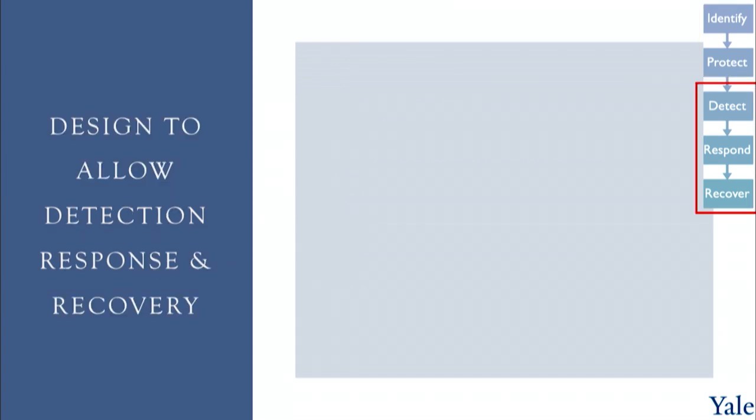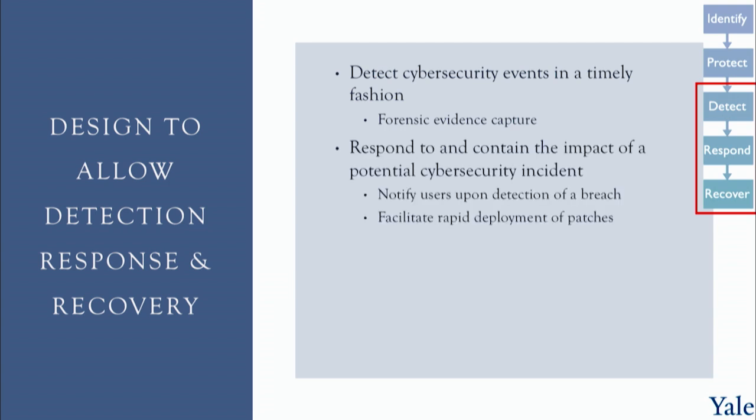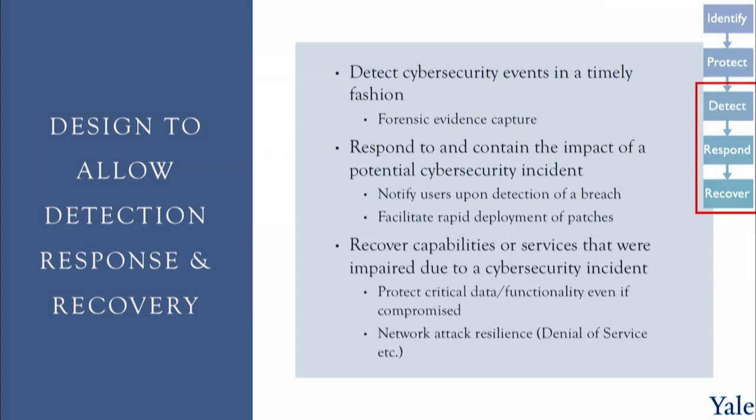So we also have to design our software to allow detection, response, and recovery. That's the second part. We need to be able to detect cybersecurity events in a timely fashion. We have to have forensic evidence capture, logging. We need to be able to respond and contain the impact quickly. We need to be able to notify users that we have a breach. We have to facilitate the rapid deployment of patches. And we have to have recovery capabilities for services that were impacted due to a cybersecurity incident. We have to protect critical data, and we have to have network attack resilience.